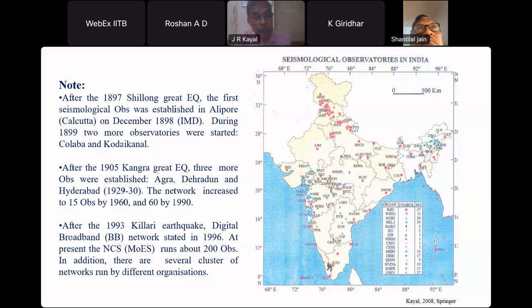But after the 1993 Killari earthquake, the digital broadband network started in 1996. And today we have something like 200 observatories in the country, with several clusters of many instruments. So maybe of the order of 500 observatories are now working, 200 in the permanent network and about 300 in different clusters. Say, for example, in Gujarat, ISR is running something like 50 observatories, or the Wadia Institute has something like 50 observatories in the Himalaya. There are different clusters of networks also.